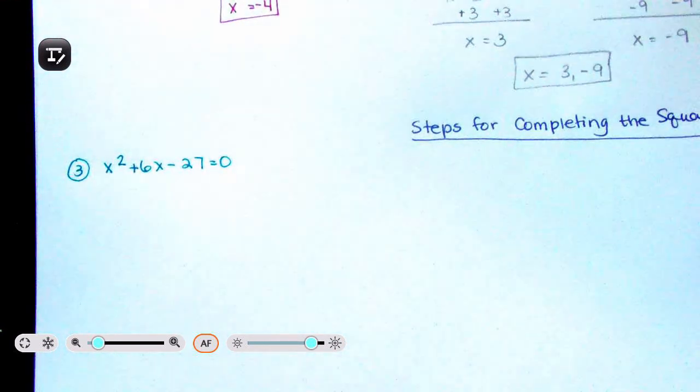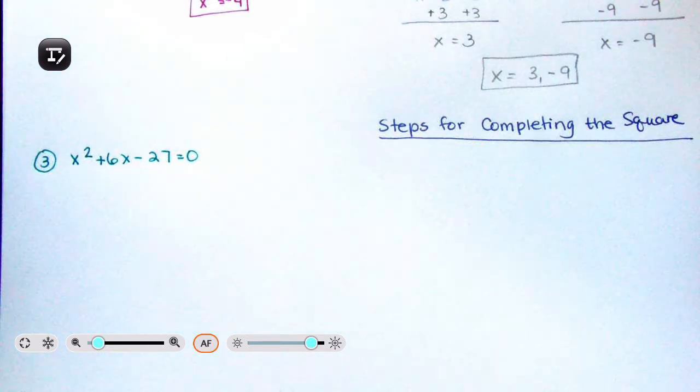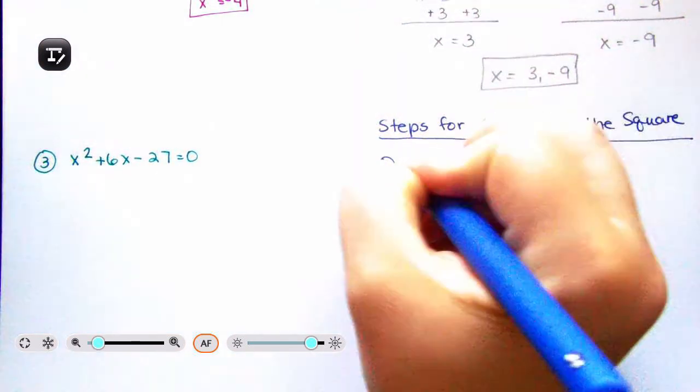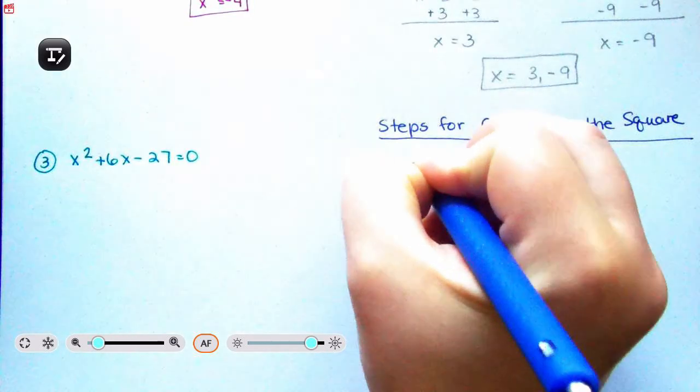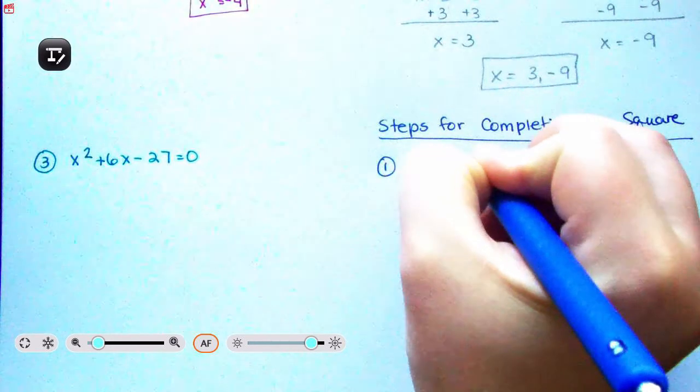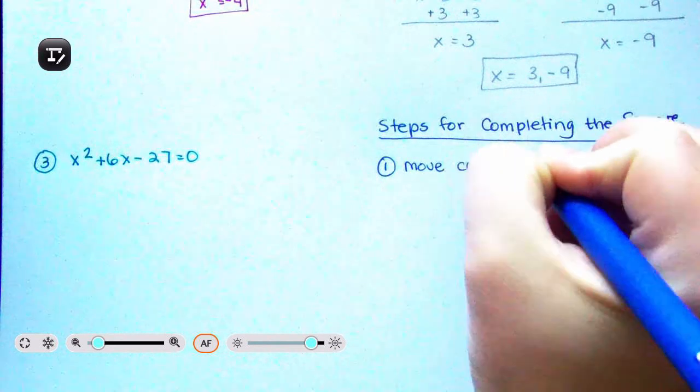I just want to show you that it does give you the same answer. Okay, step number 1 is you're going to isolate the constant. So you're going to move all the variables to one side, your constants to the other. So move the constant to the other side.